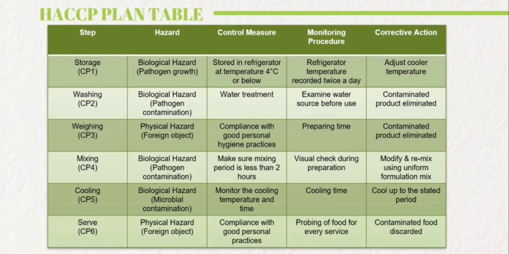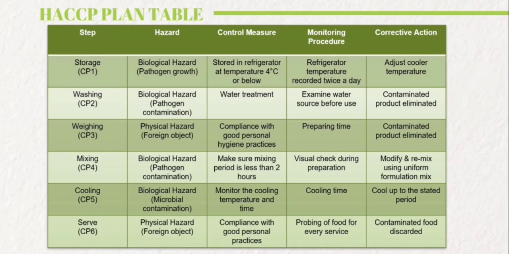Blueberry muffin. This is the flow diagram for the blueberry muffin. First, we have raw material storage, weighing, mixing, baking, cooling, and serve. The hazard plan table for the blueberry muffin. In CP1, which is storage, the hazard is biological hazard, which is pathogen growth. So the control measure is store in refrigerator at temperature 4 degrees Celsius or below. So the monitoring procedure is refrigerator temperature recorded twice a day. The corrective action is adjust cooler temperature.